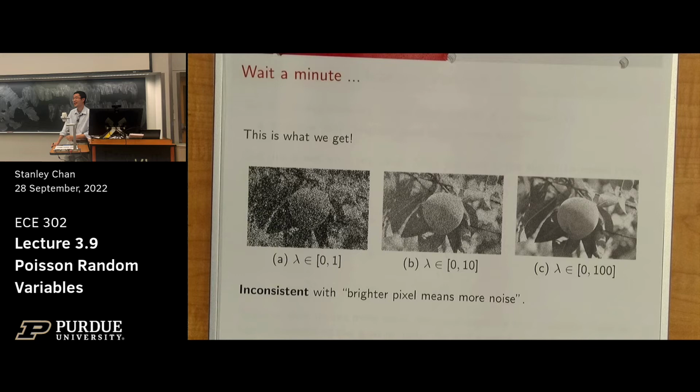What has gone wrong? Either my argument or this simulation. Something has gone wrong. Otherwise, you wouldn't get this. It has to match. There's something not consistent. What has gone wrong? Yes, please. Correct. Lambda is the amount of photons received.